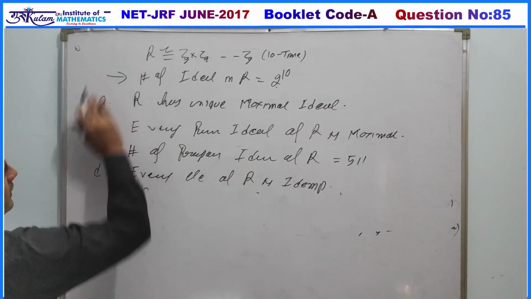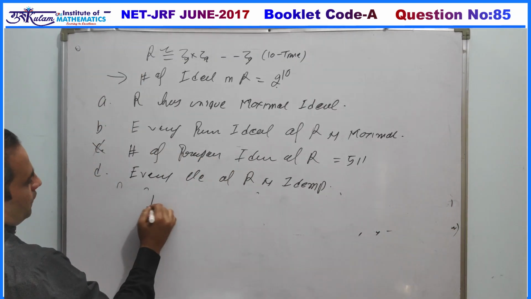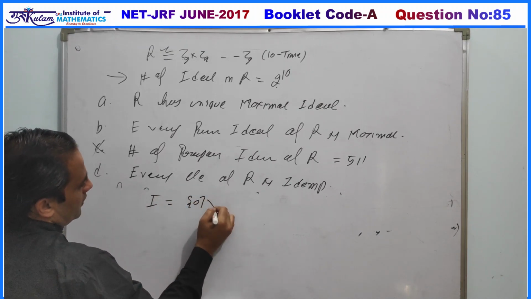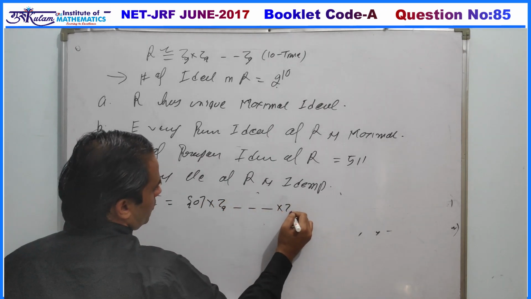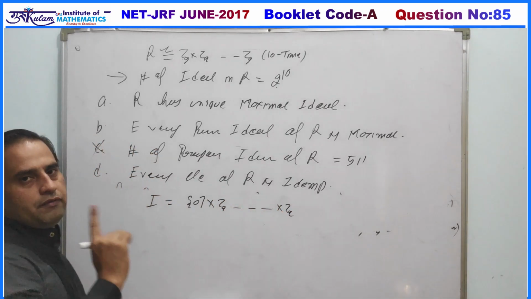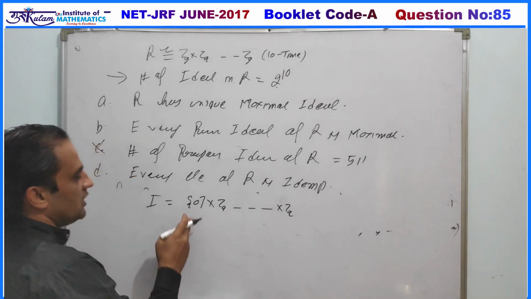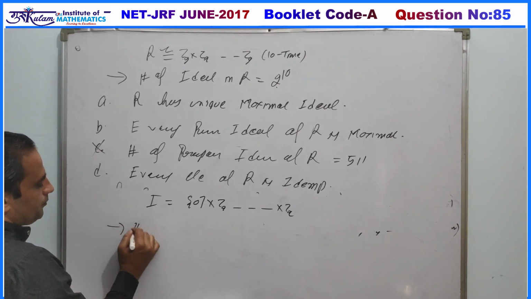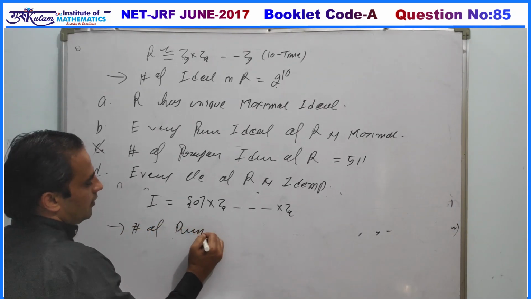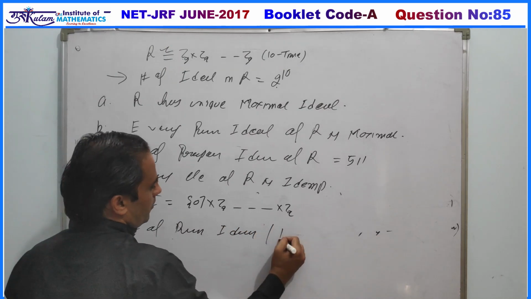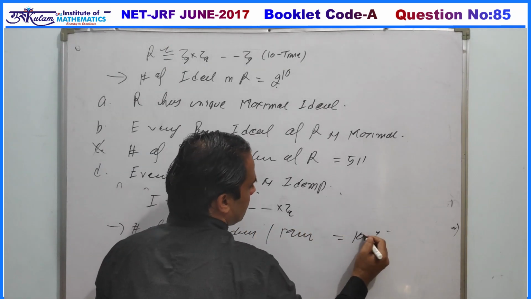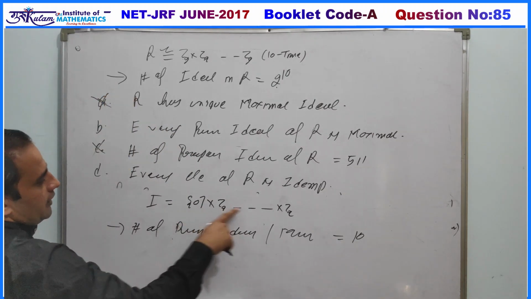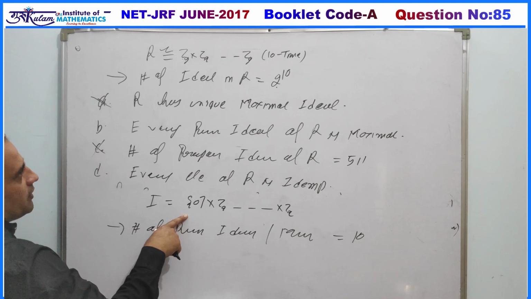And for the prime ideals or maximal ideals of this ring, if I is a prime ideal, then I should be of the form where at least one position is the trivial ideal and the remaining all are Z2. So these are the only prime or maximal ideals. That is, the number of prime ideals or maximal ideals is exactly 10. So your first option is definitely false, and every maximal ideal is a prime ideal, or every prime ideal is a maximal ideal.